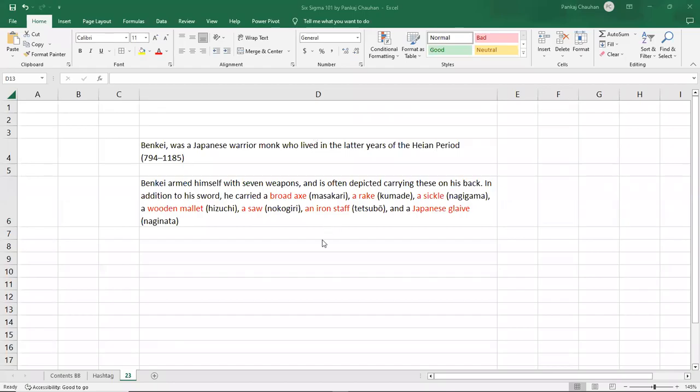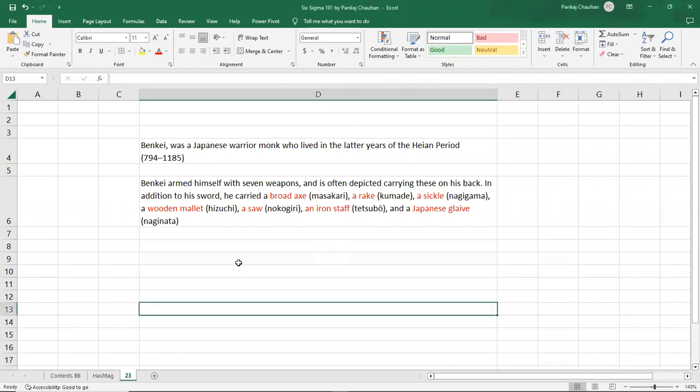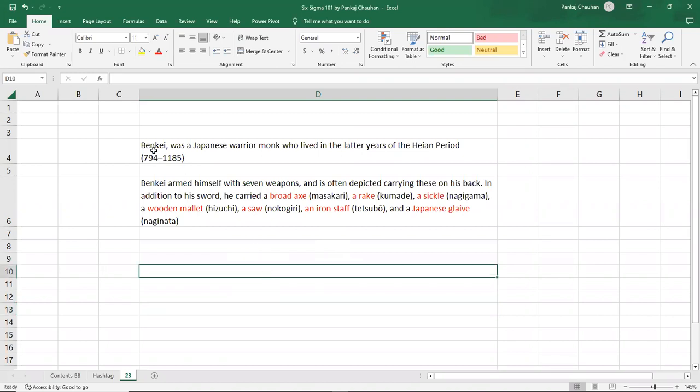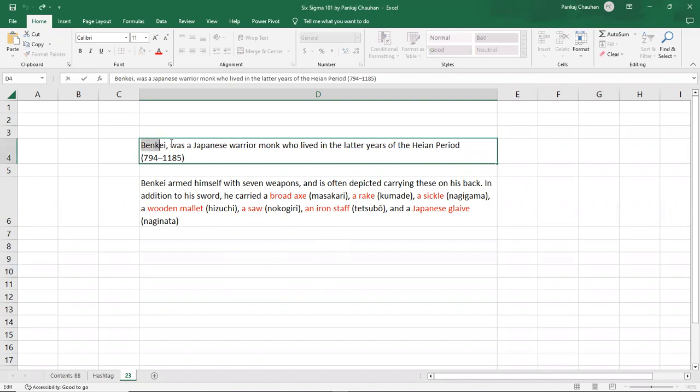Hey people, welcome back. In this session, I'll just speak about the 7QC tool. Before we go and talk about the 7QC tool, let's understand a bit of background of that. So there was a warrior, a Japanese monk. He was a Japanese monk who lived in Japan maybe around the 1000s century.